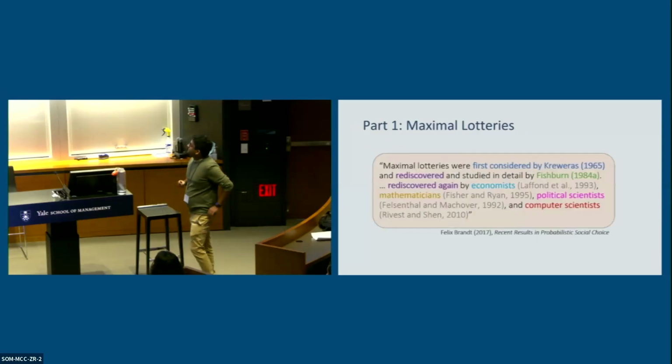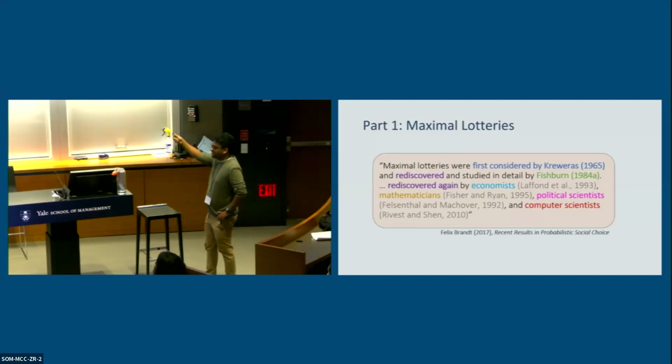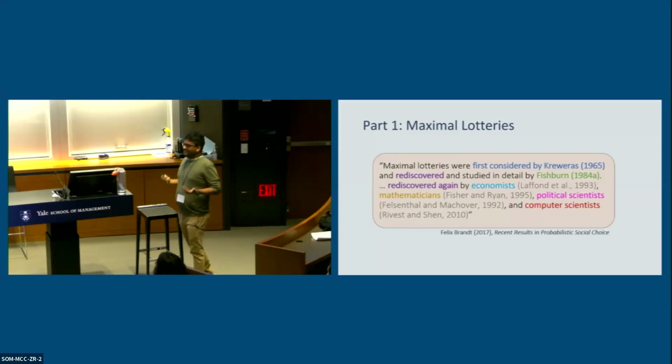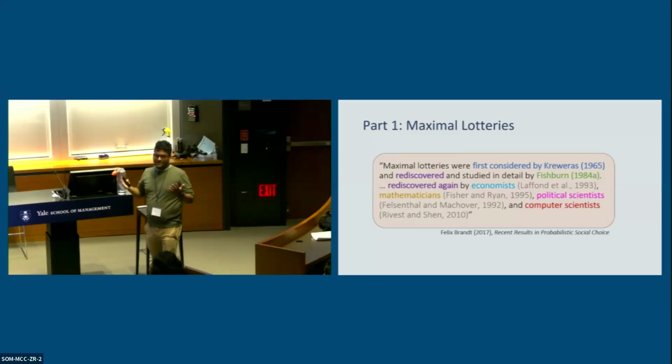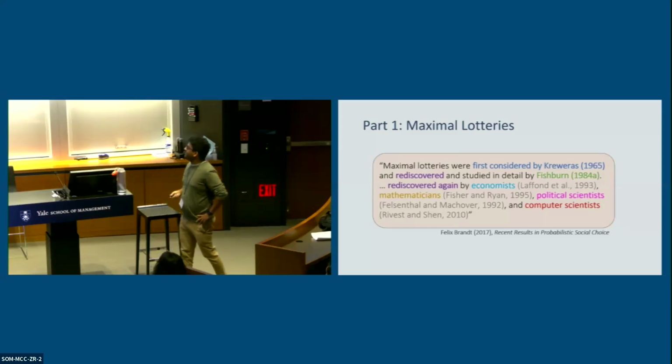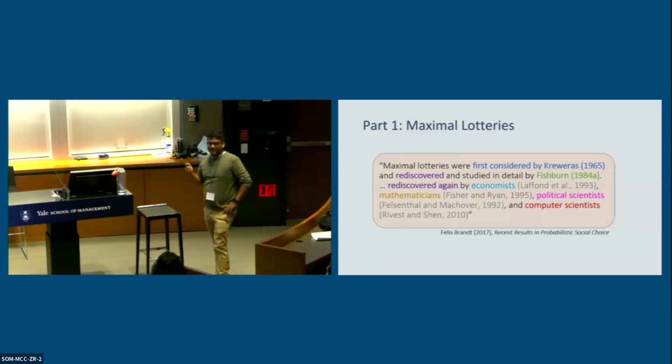It actually has a really interesting history. So this really nice survey by Felix Brandt points out that it was first considered in 1965 by Kerwas. And it's been rediscovered again and again by essentially every kind of academic that could be interested in voting. So economists, mathematicians, political scientists, computer scientists. And so I think that this could be one of the most commonly rediscovered results, at least in voting theory. And so I think it speaks something about how natural this voting rule is.